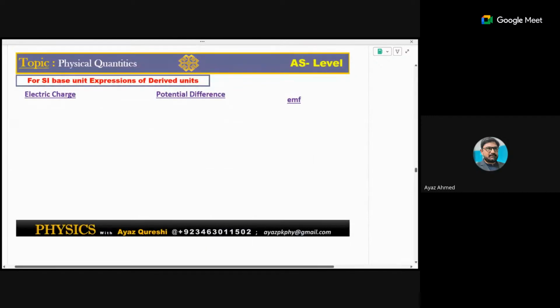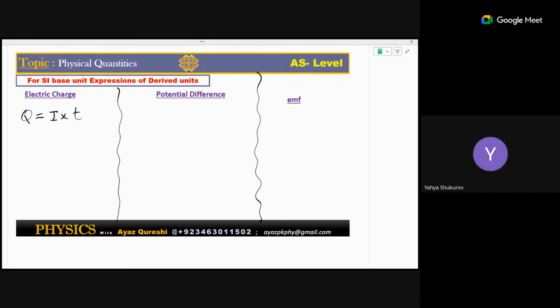Now come to electrical charge. What will be the formula for electrical charge? I mean, the defining equation. You have learned a lot of formulas, but what will be its defining equation? The defining equation for charge is Q equals I times T. I is measured in ampere and time is measured in second, and the SI unit of charge is coulomb. So its SI base unit is ampere second. Will you remember that?